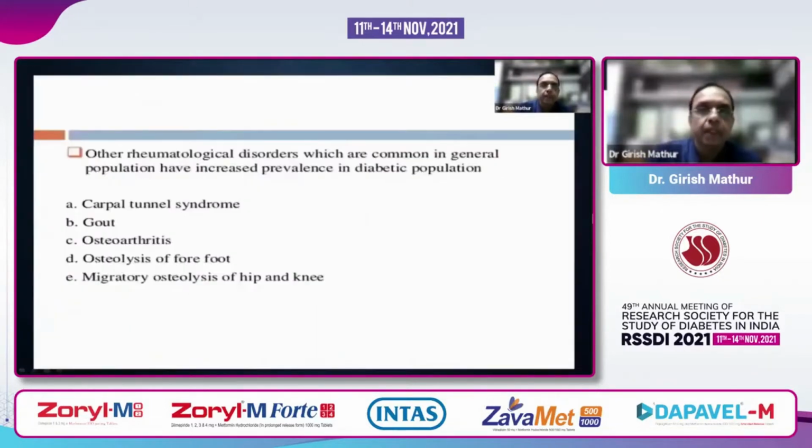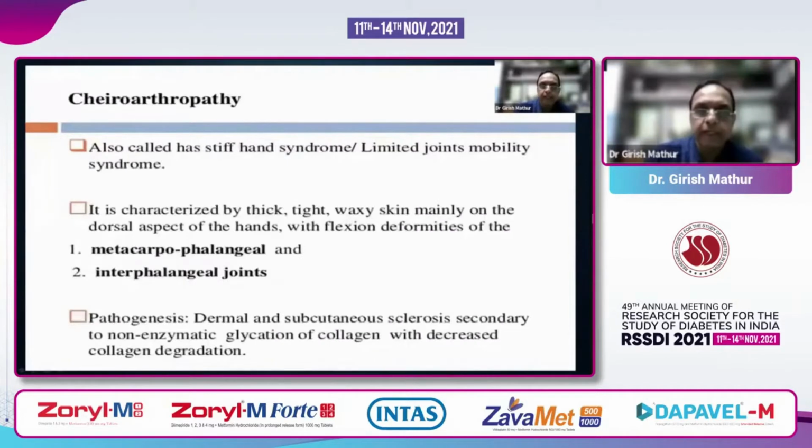Dupuytren's contracture. There are other rheumatological disorders which are common in the general population and have increased prevalence in the diabetic population, like carpal tunnel syndrome, gout, osteoarthritis, osteolysis of the forefoot, and migratory osteolysis of the hip and knee. We will now discuss some individual disorders in some detail.